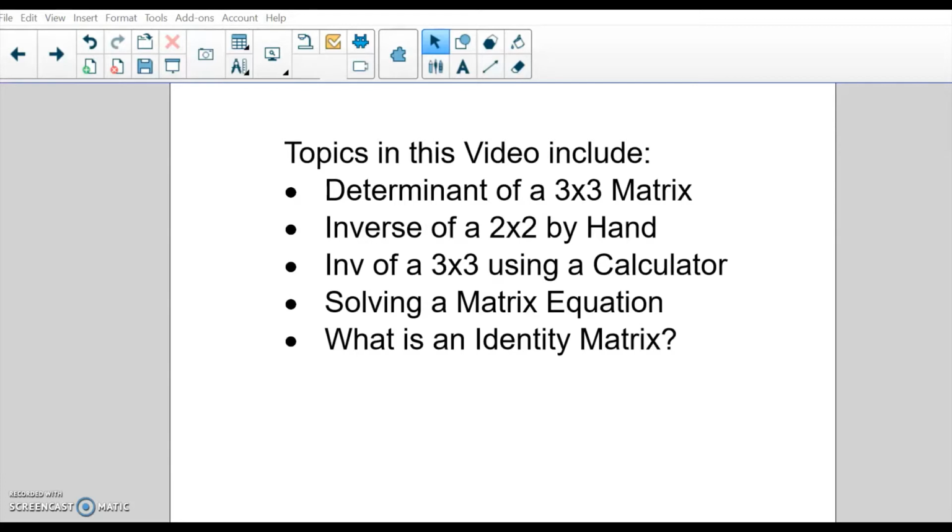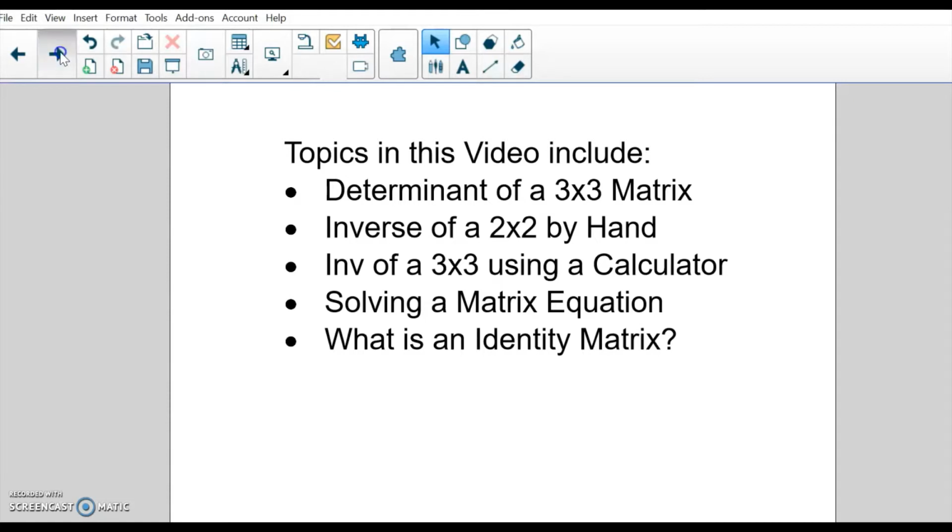In this video, we will cover how to create the determinant of a 3x3 matrix by hand, how to find the inverse of a 2x2 matrix by hand, how to find the inverse of a 3x3 matrix using a graphing calculator, how to solve a matrix equation, and what is an identity matrix.